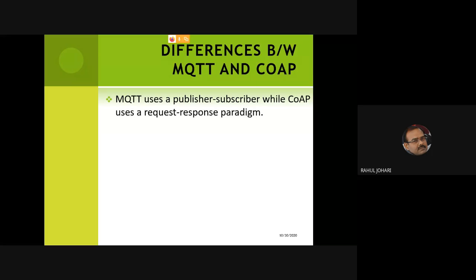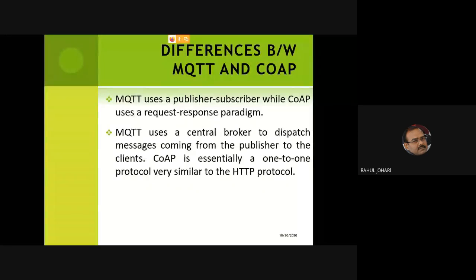So some prominent differences which I thought we should discuss. Mosquitto uses a publisher-subscriber model, whereas CoAP is based on the request-response paradigm. That's another very popular paradigm, a variation of the client-server architecture, which CoAP uses. Another difference: Mosquitto uses a central broker to dispatch messages coming from the publisher to the clients, whereas CoAP is essentially a one-to-one protocol, very similar in its working to HTTP, the Hypertext Transfer Protocol, which works on the application layer of the OSI model and uses port number 80.